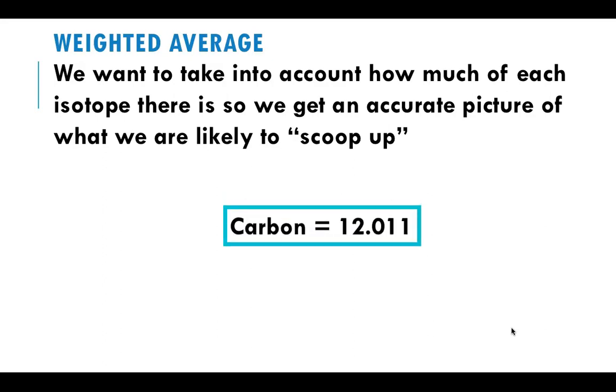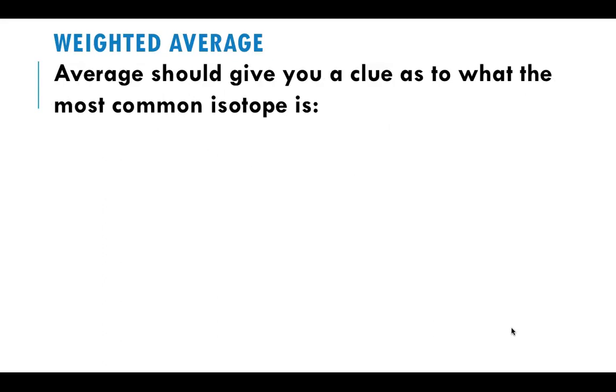So we know carbon is 12.011. We know that of all that you scoop up, the average of each individual atom is going to be 12.011. We know that each individual atom is going to weigh either 12, 13, or 14, but the average as a whole will be this. The average obviously gives you a clue as to what the most common isotope is.